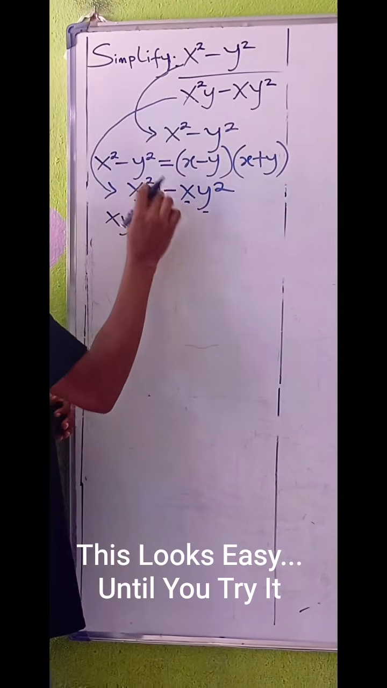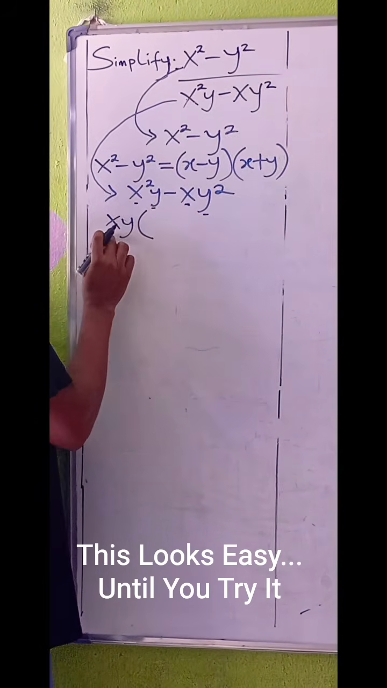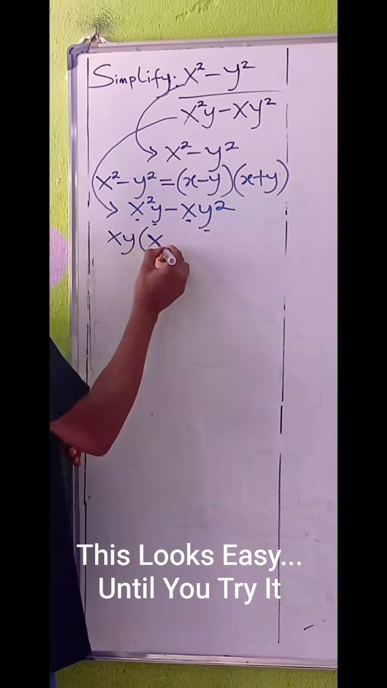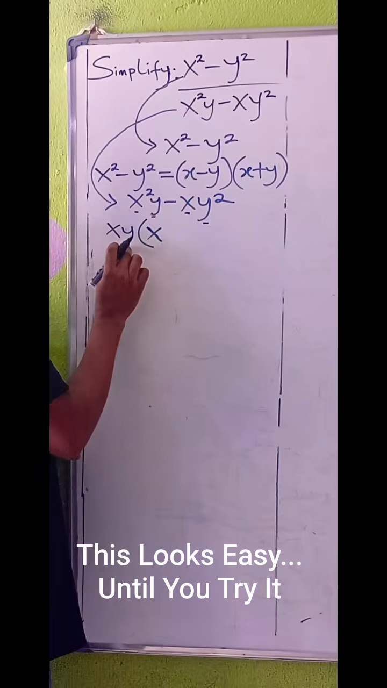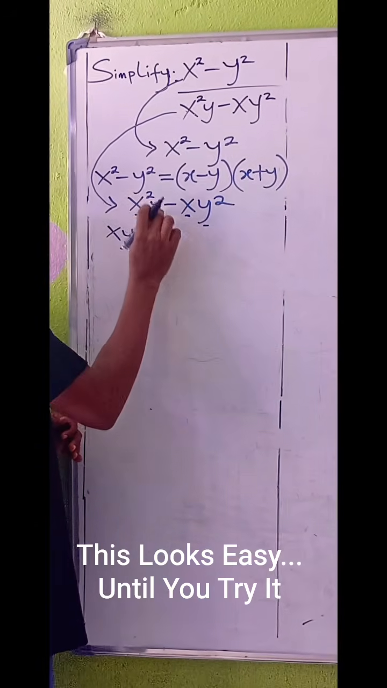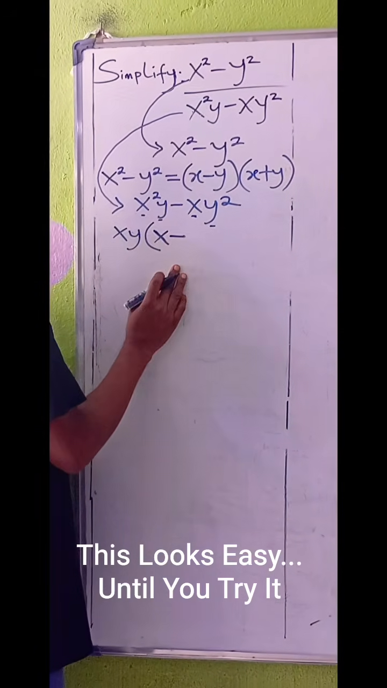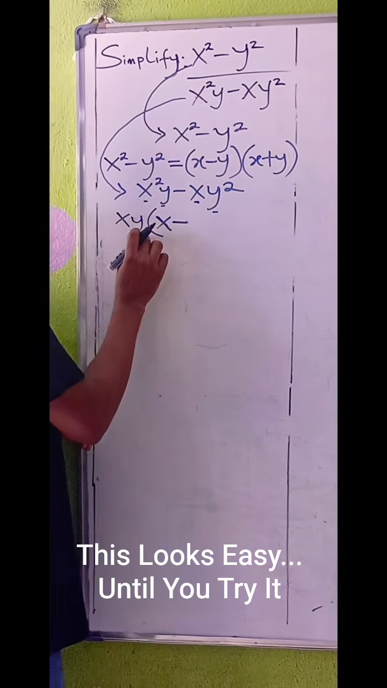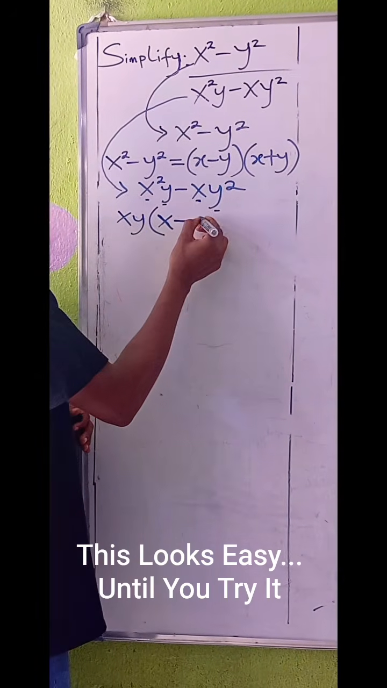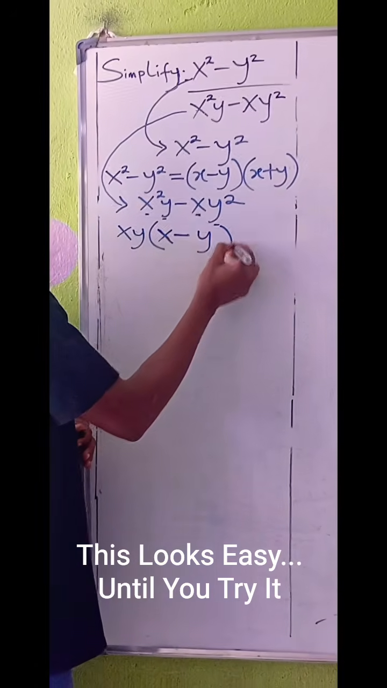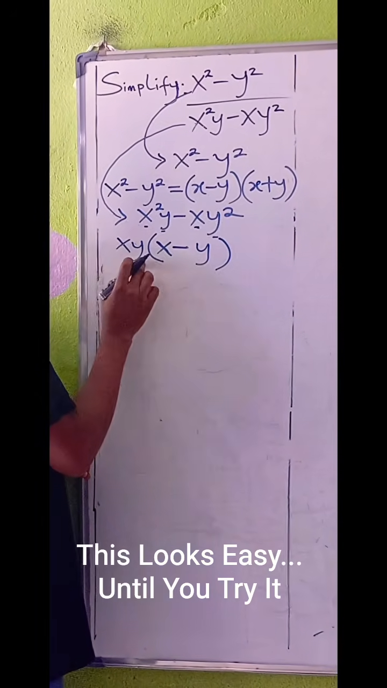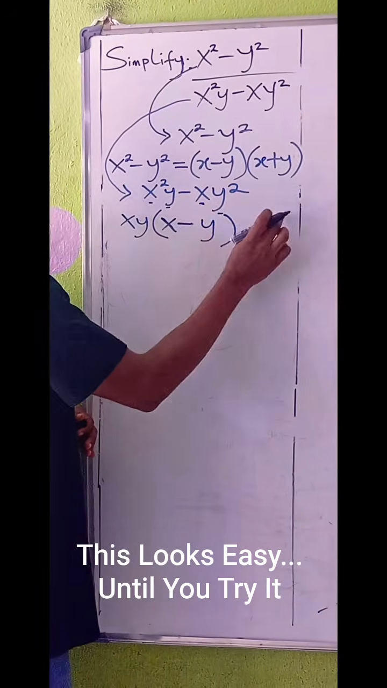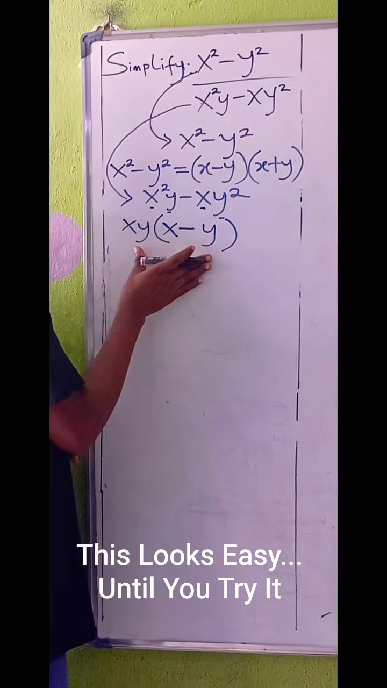Then this x squared y divided by this, what is left? We are going to be left with what? x. How do I know it's correct? If we use xy to multiply x, we are going to have x squared y. Then we put your minus, right? Now, xy squared divided by xy, we are going to be having what? y. How do I know it's correct? If I use xy to multiply minus y, we are going to have minus xy squared. So you see, we have been able to factorize this.